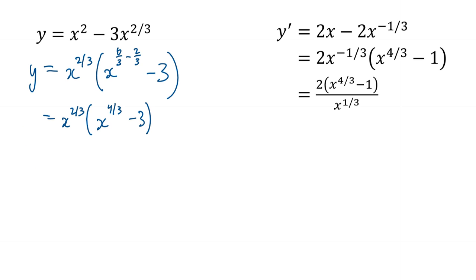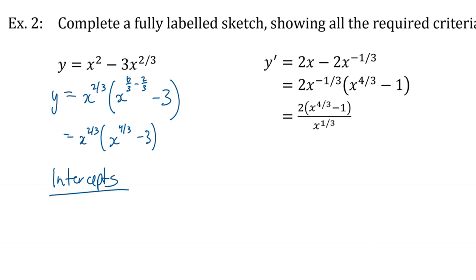And then I always start with intercepts. What's the y-intercept? So if I set x equal to 0 in the original function, then I get 0. 0 input, I get 0 output. So my y-intercept is 0. What's my x-intercept?